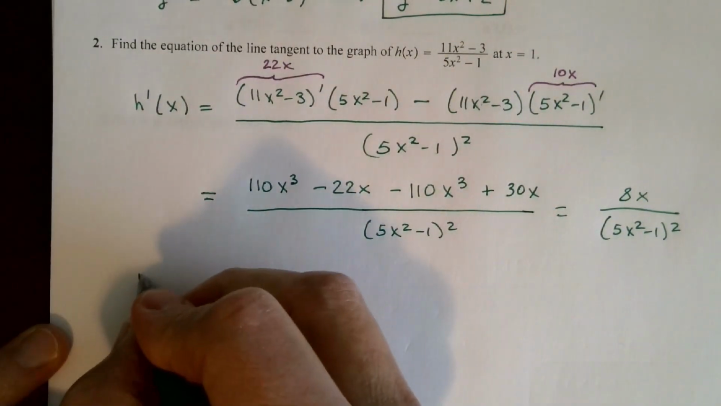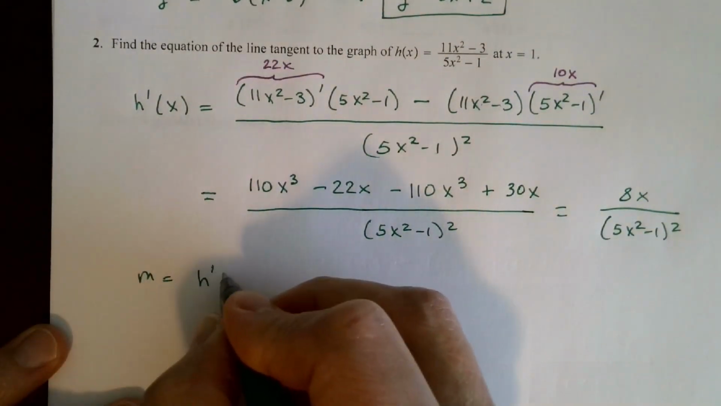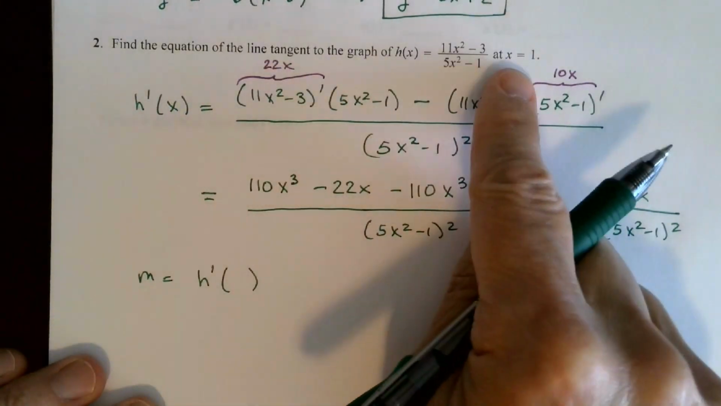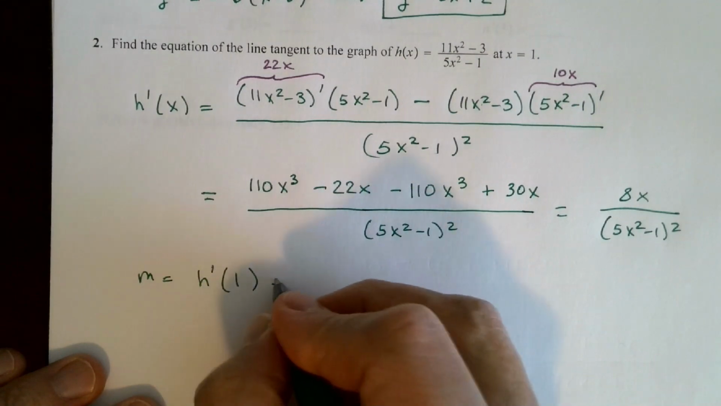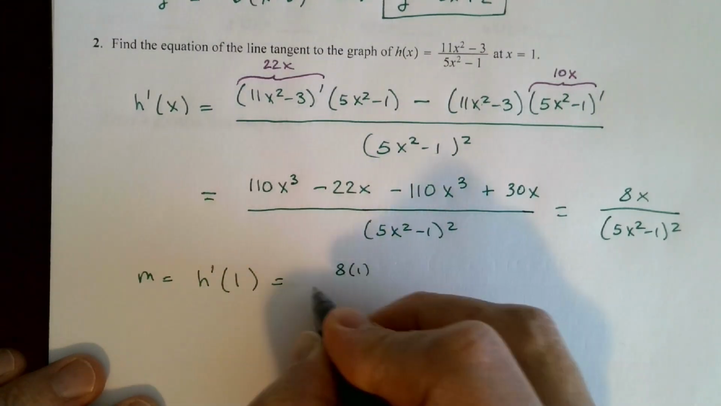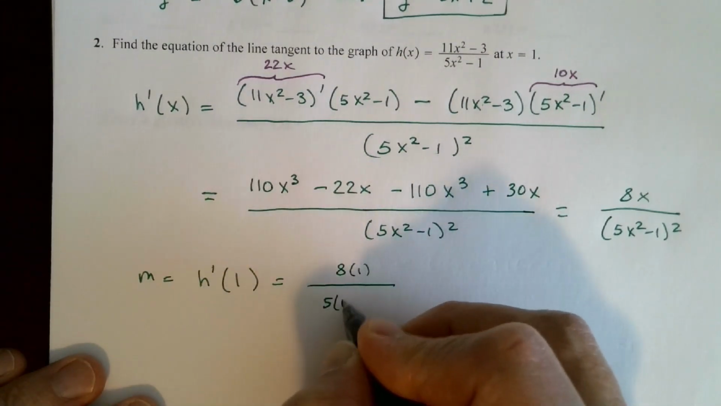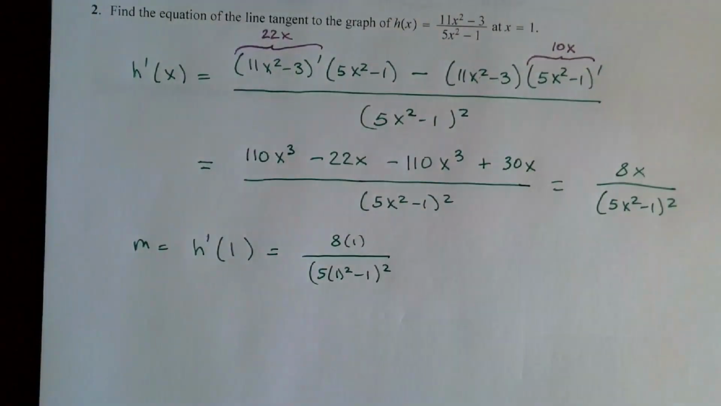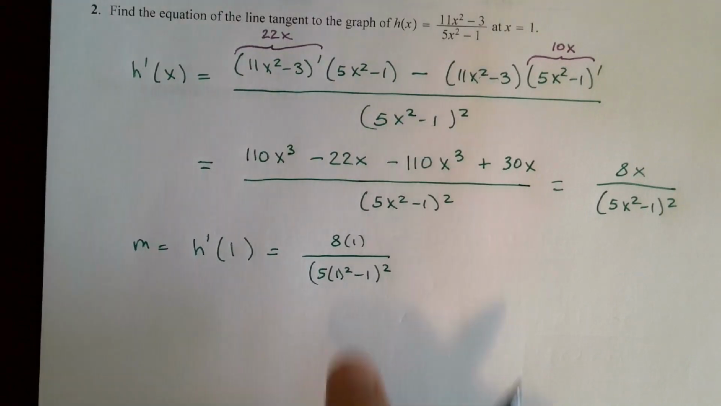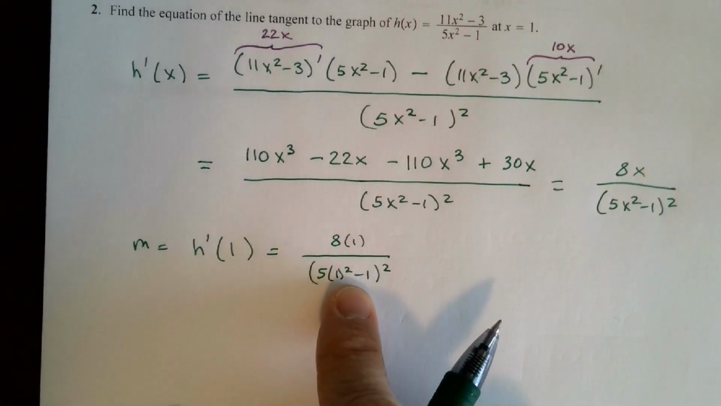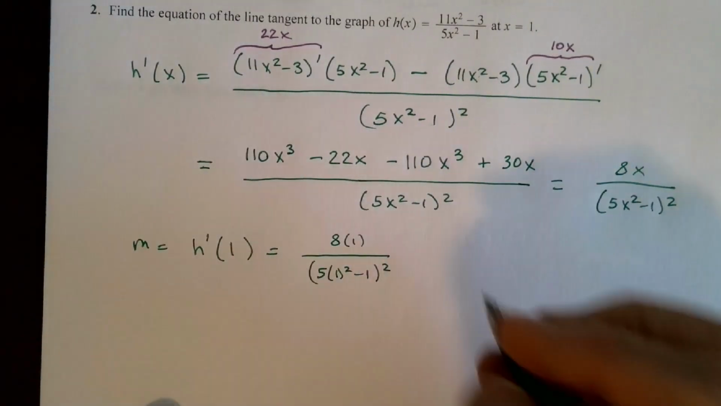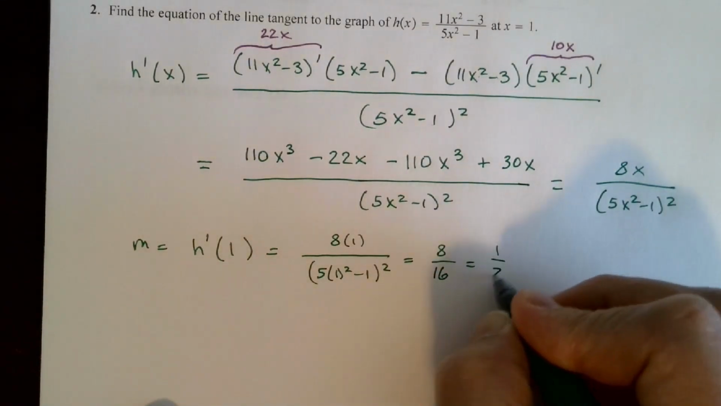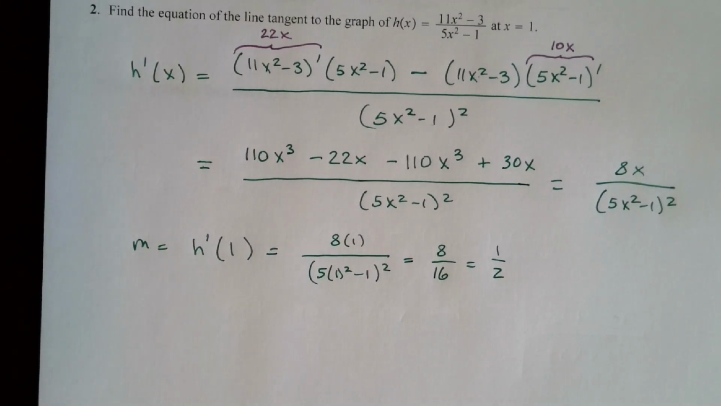And so what's my slope? It's h prime of what? Where am I finding the equation of the tangent line? At what? x equal 1. So I want x to be 1. So I plug in 1 here. And up top I get 8. What do I get down here? That's 5 minus 1 is 4. I get 4 squared, which is 16. I get 8 over 16, which is 1/2. So my slope is 1/2.